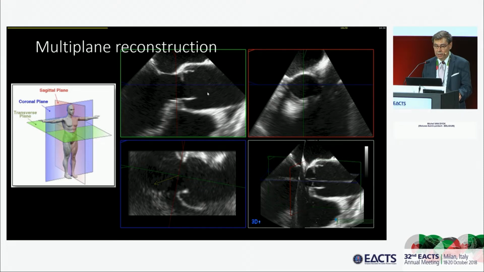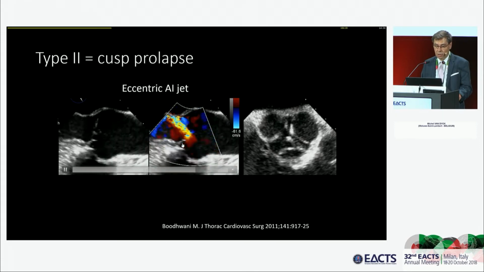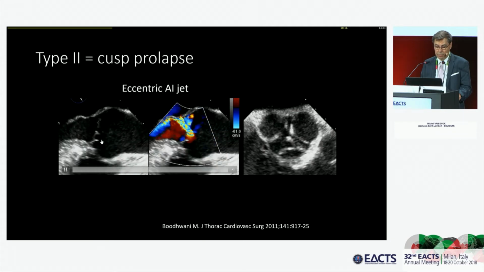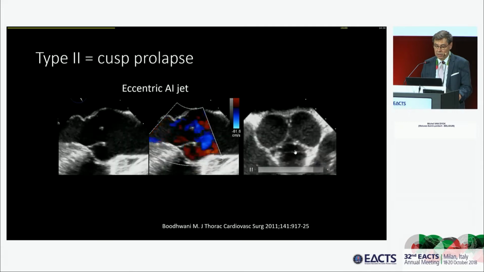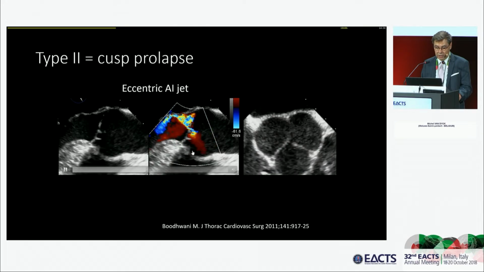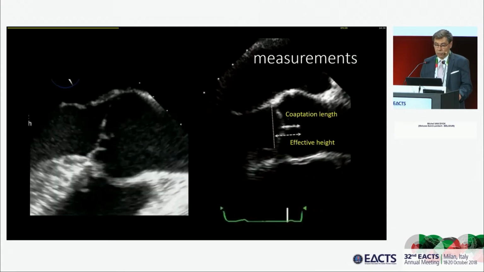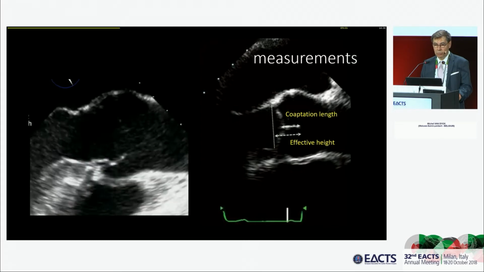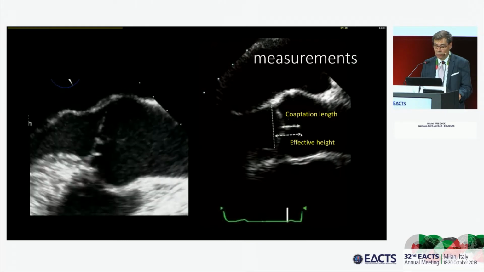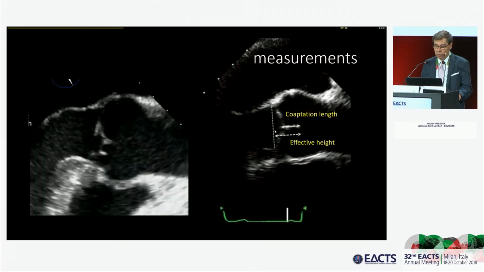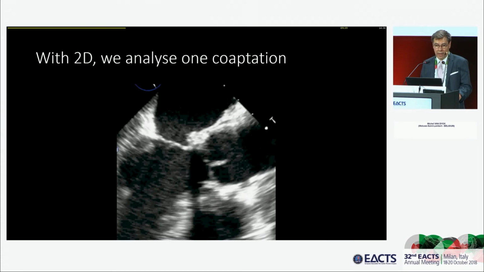Type 2 means that we are facing a cusp prolapse, and a characteristic of a cusp prolapse is that you have an eccentric jet in the opposite direction of the prolapsing cusp, and you have a fibrous band that can here clearly be seen, meaning that there is a prolapse of the right coronary cusp. You can see the band here at the level of the right coronary cusp. So we also have to do some measurements, and the 2 important measurements are the cusp coaptation length and the effective height, which is from the uppermost portion of the coaptation up to the plane of the annulus. And to do these measurements, we also will have to use 3D echo.